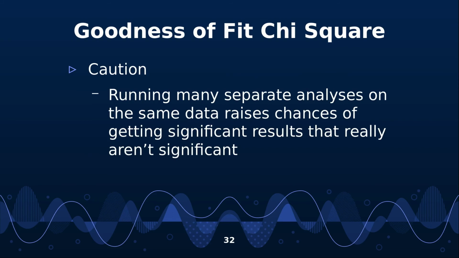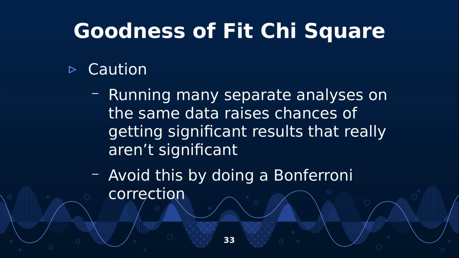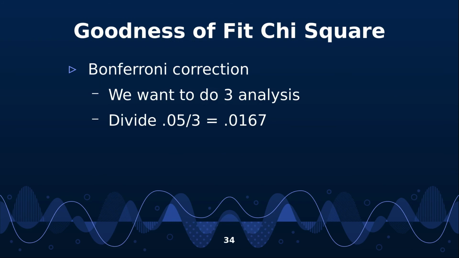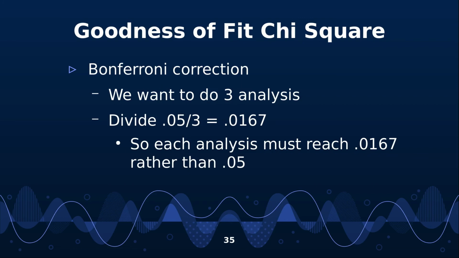Now, one word of caution. When doing several different analyses with the same data, there's a chance of getting significant results that really aren't significant. And we need to avoid this by doing a Bonferroni correction. And this is a fairly simple thing. All we do is take the number of analyses we're going to do, in this case 3, and divide the 0.05 level of significance by 3, and that gives us a new corrected level of significance of 0.0167. In other words, each of the 3 analyses must reach the 0.0167 level rather than the 0.05 level.